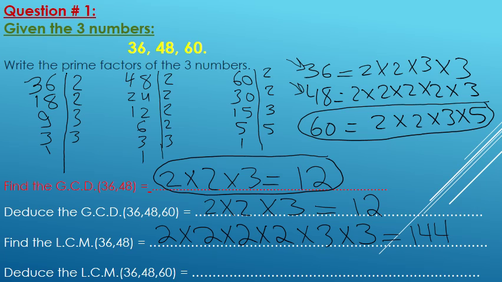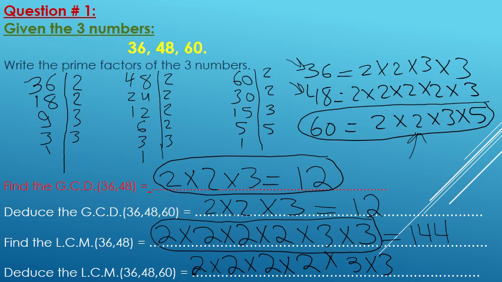Now, after we calculated the LCM of 36 and 48, we should deduce the LCM of 36, 48, and 60. What do we use? We use the prime factors of 60 and the LCM of 48 and 36. Can you tell us, Dana? We take 2 times or 2 4 times? 2 4 times, so we take 2 times 2 times 2 times 2. How many threes? 3 times 3, times 5. So this is the LCM of 36, 48, and 60.